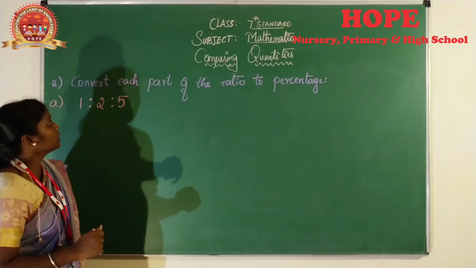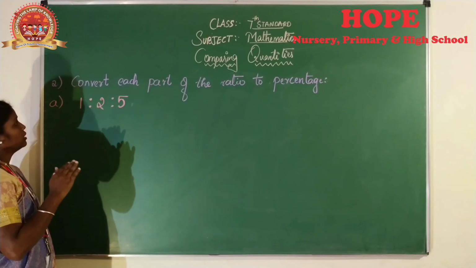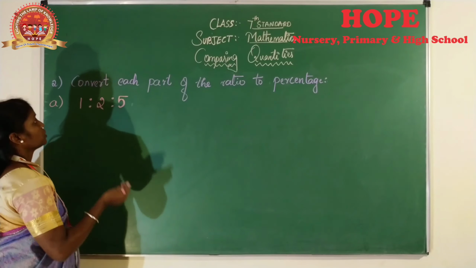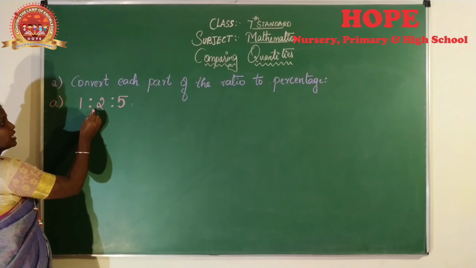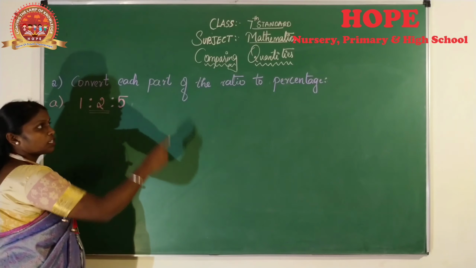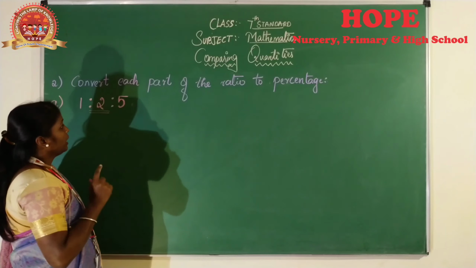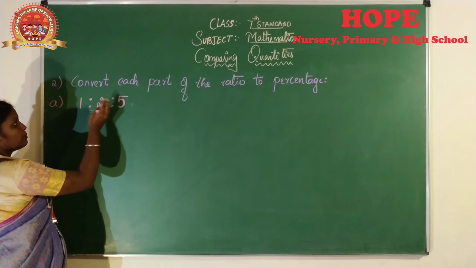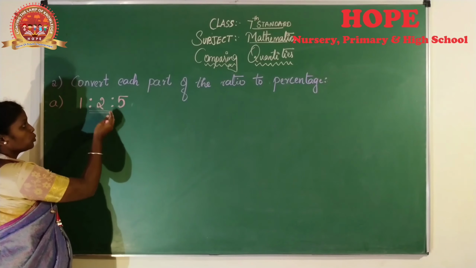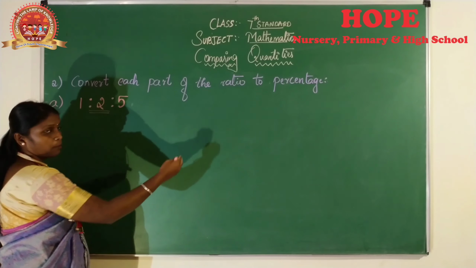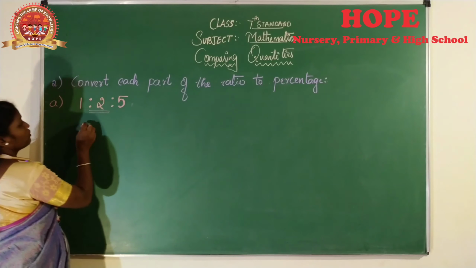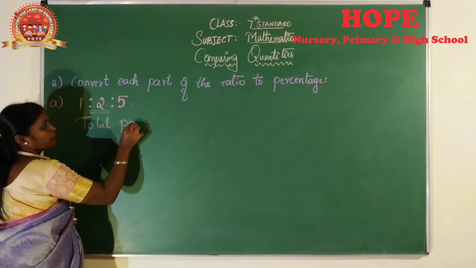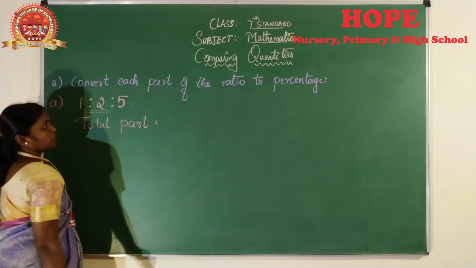Okay. In the next one we have to convert each part of the ratio to the percentage. The question is given in the ratio, and we have to convert that to the percentage. Here we don't know the whole part. They have given only the subdivisions, like 1:2:5. We don't know the whole part, so to calculate that, we need to find out the total part.